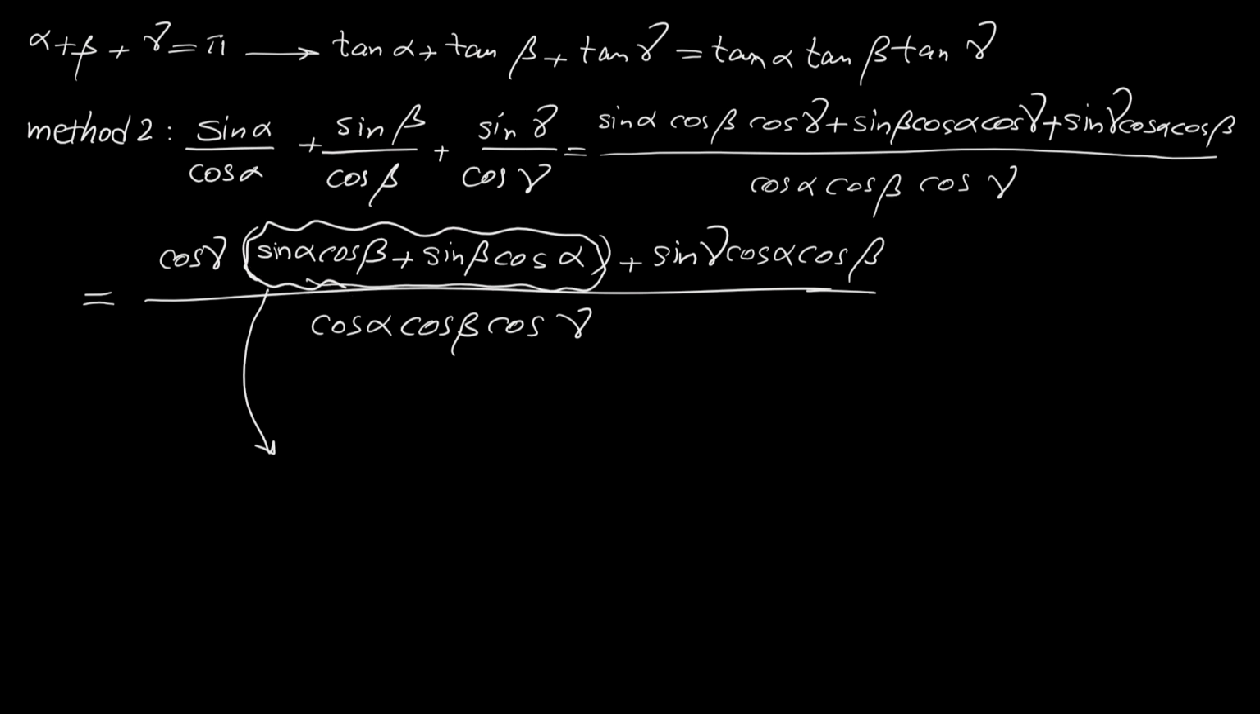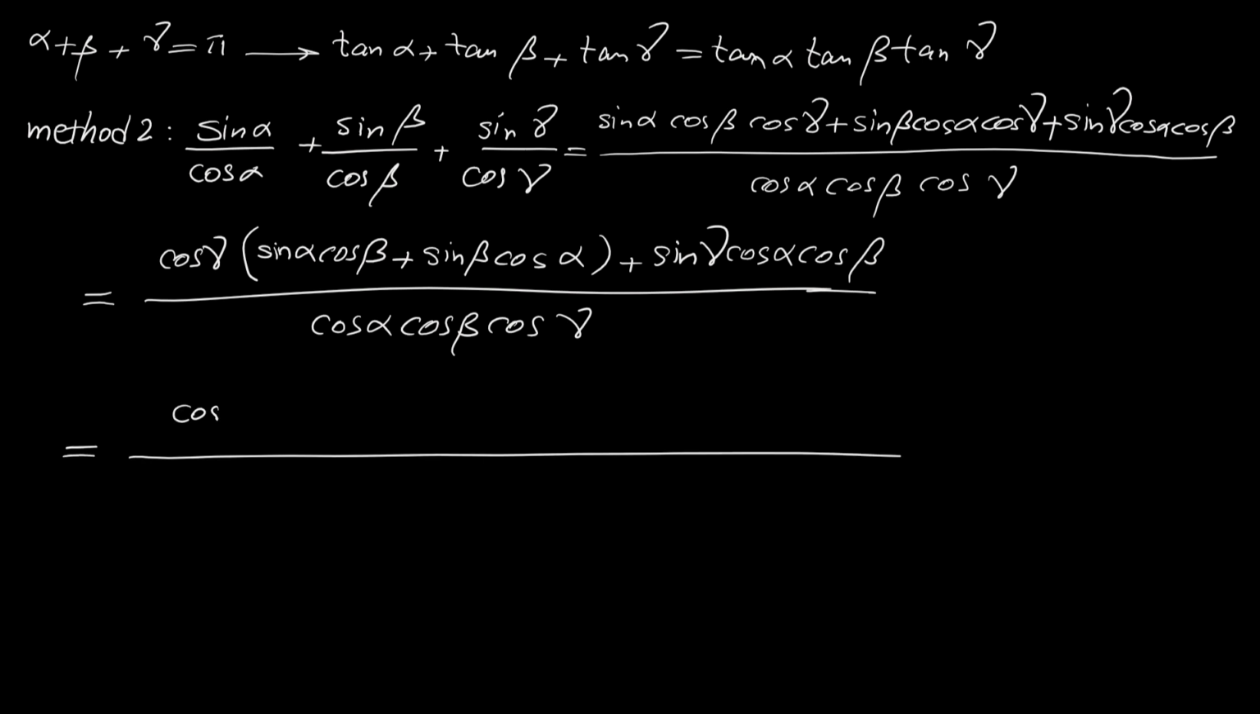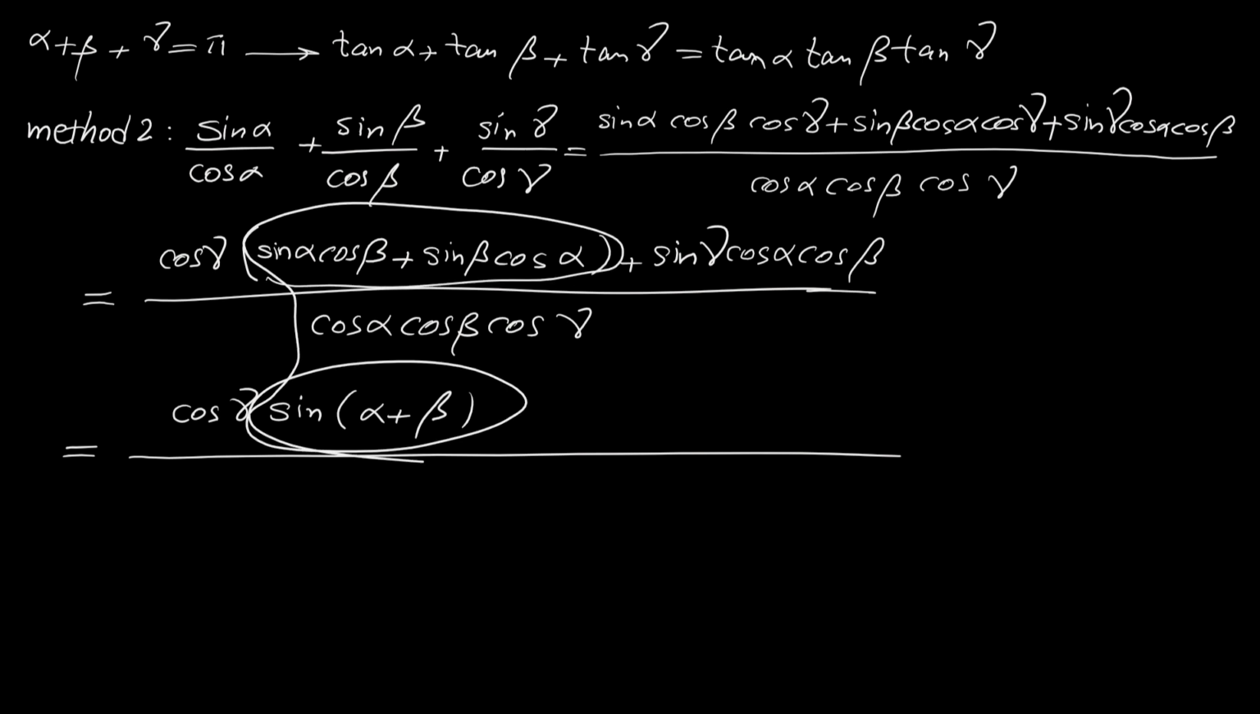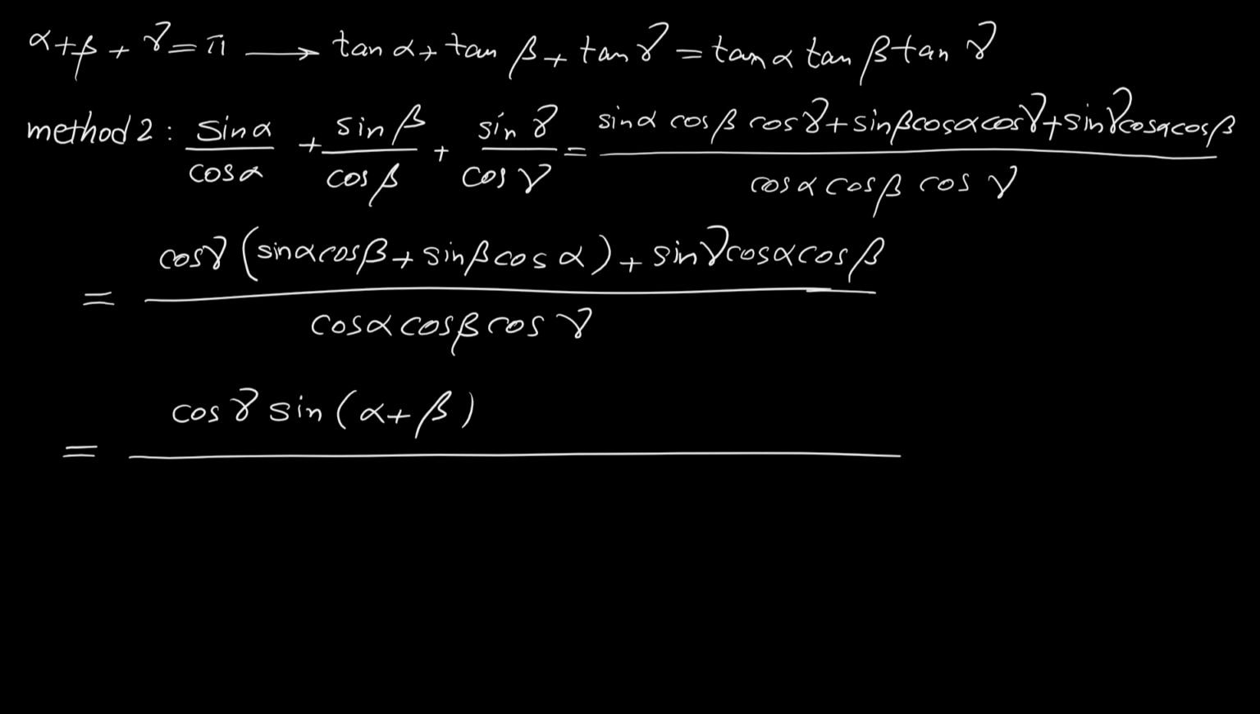So let me rewrite this again to show you all the steps in detail. So we have cosine gamma times sine of alpha plus beta. This expression is sine of alpha plus beta. And then we have plus sine of gamma, cosine alpha, cosine beta, all over cosine alpha, cosine beta, cosine gamma.